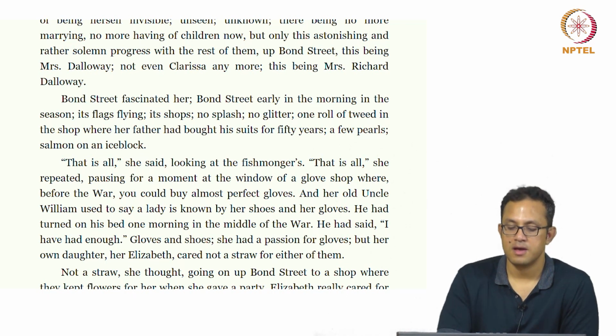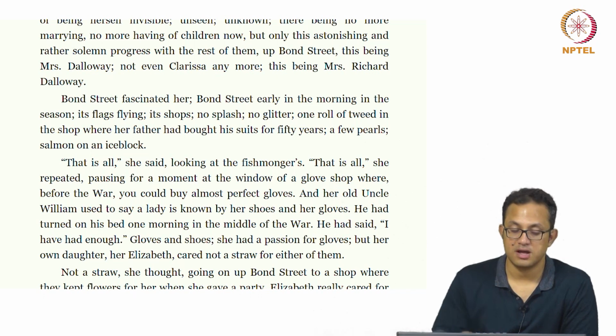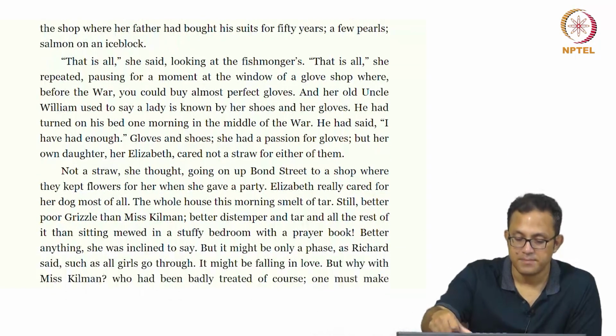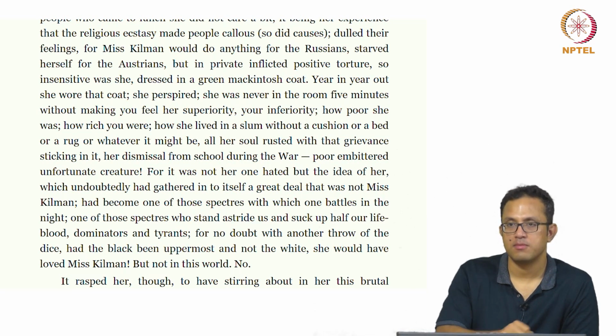So Elizabeth Dalloway, who is obviously the daughter of Clarissa Dalloway, seems to be very different from her mother. She doesn't care for the things that her mother had cared for. She didn't care for gloves, she didn't care for shoes, which is something that she had always been fascinated with. Okay, and then we are told how the war, which was obviously fought in a more macro space, had its extensions and spillovers in more domestic, more intimate spaces.